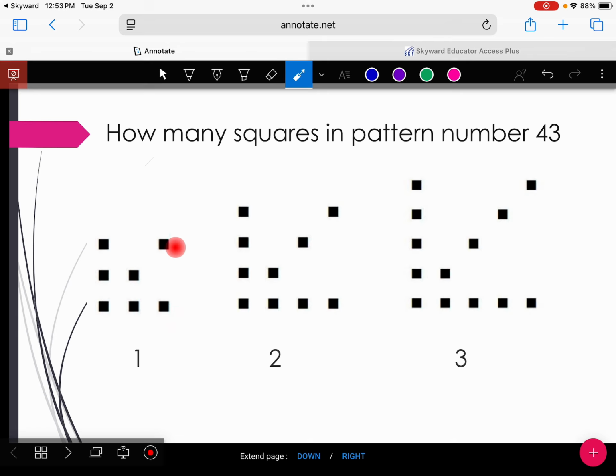How many squares are in this one? There's 7: 1, 2, 3, 4, 5, 6, 7. 7 squares here. There's 10 here on this one. And on this one we have 13. Well, this one's nice. It's just adding 3.